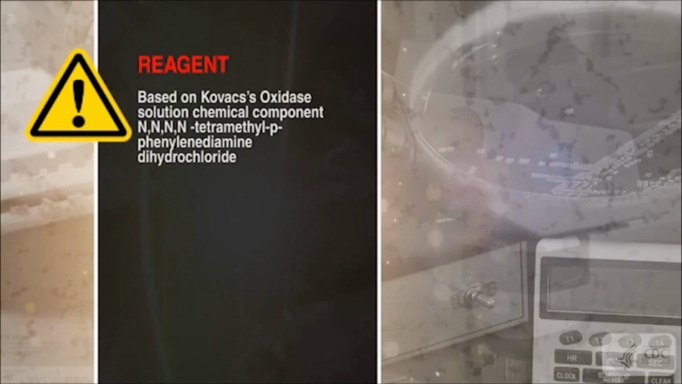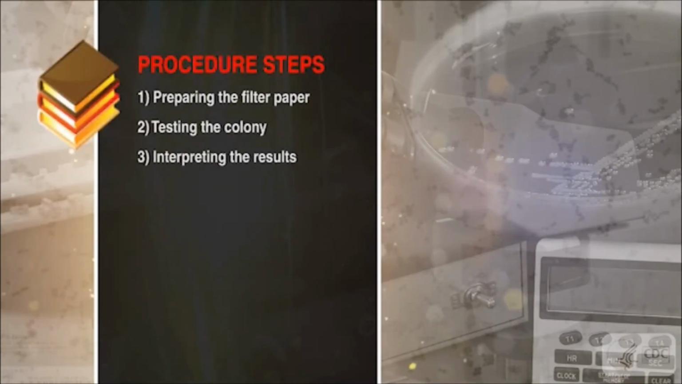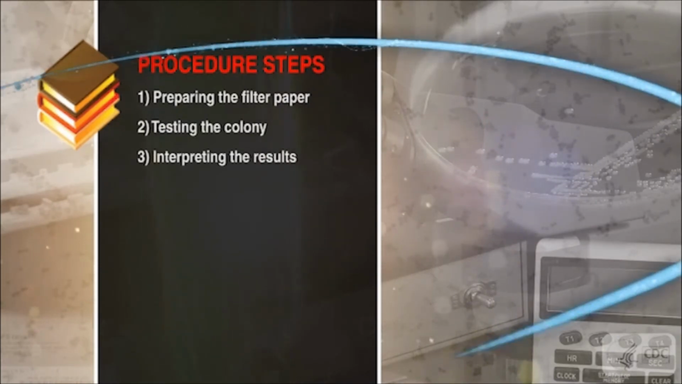For the reagent, we'll be using an oxidase solution based on the formulation by Kovacs. There are multiple methods used in the clinical laboratory for performing the oxidase test. In this video, we will only show the filter paper method. Please note, you should always refer to the reagent manufacturer's instructions. This procedure is made up of 3 steps: preparing the filter paper, testing the colony, and interpreting the results.